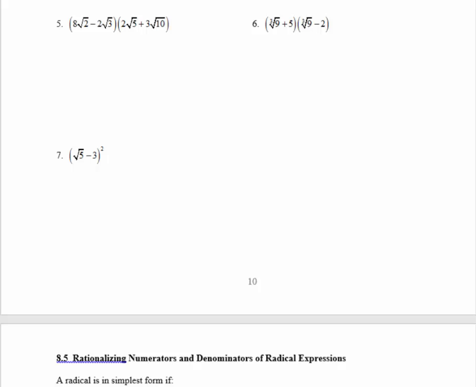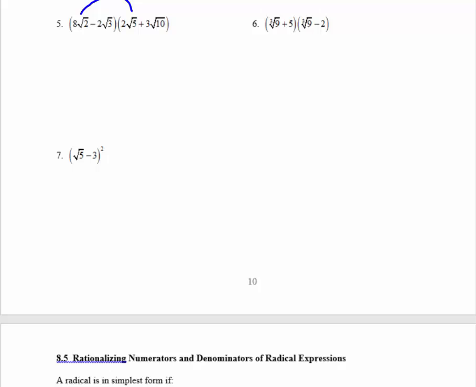Number 5, we have another binomial times a binomial. In the first parentheses, we have 8 square root of 2 minus 2 square root of 3 times 2 square root of 5 plus 3 square root of 10. So we do need to distribute. Remember, numbers on the outside get multiplied by numbers on the outside, and numbers underneath radicals get multiplied underneath.